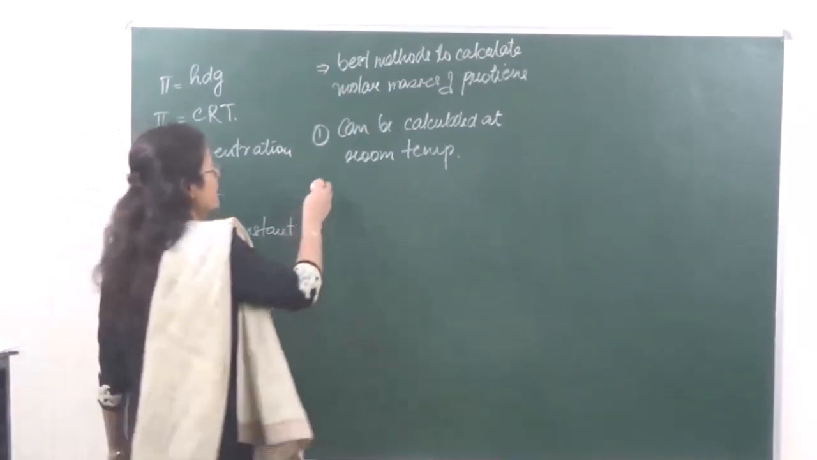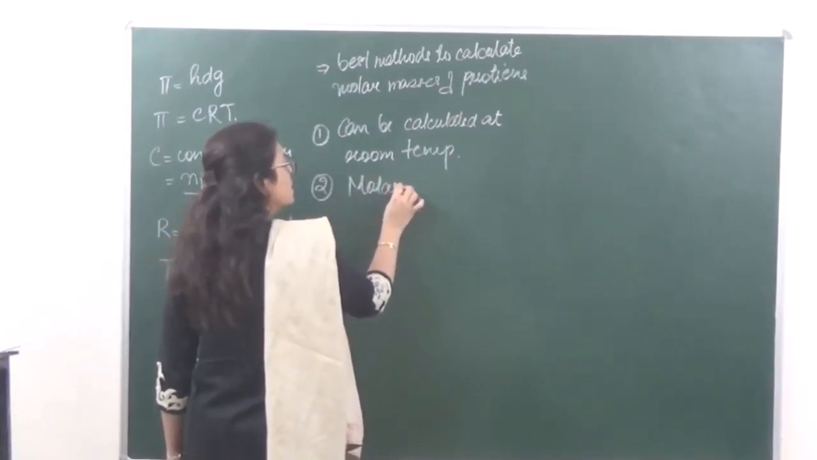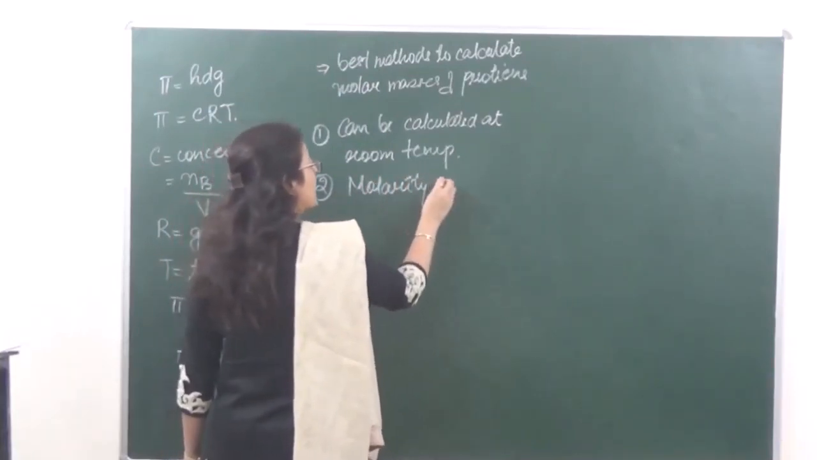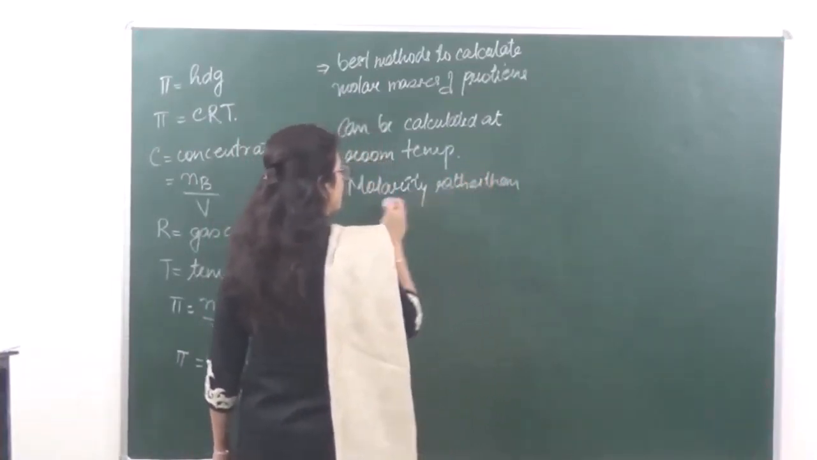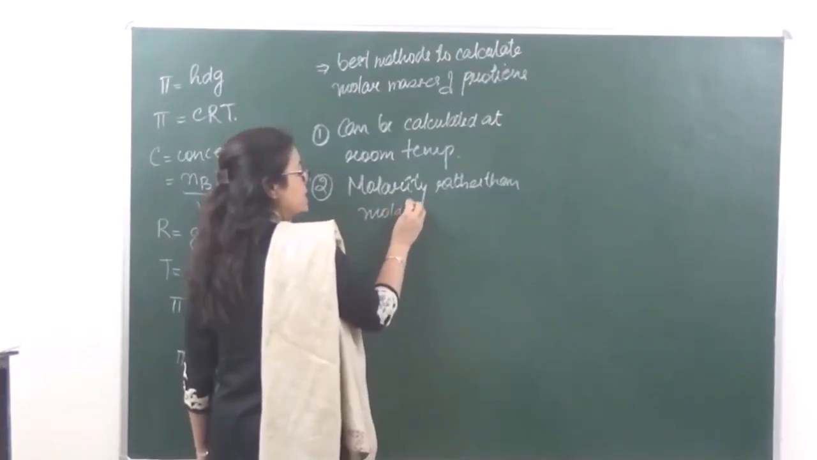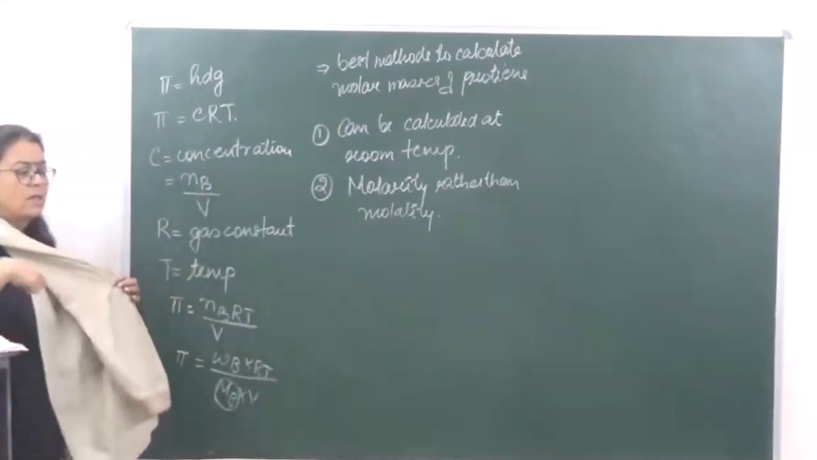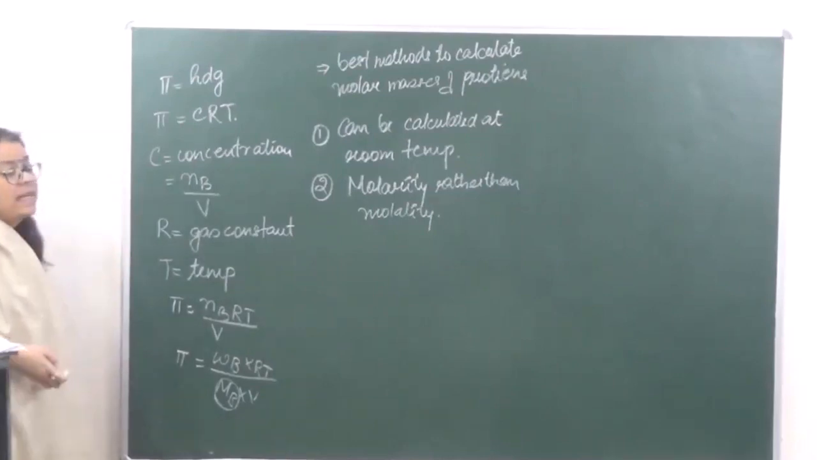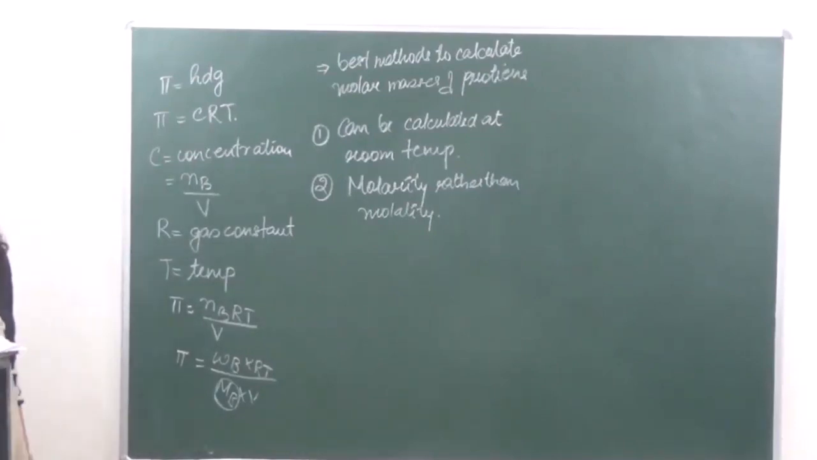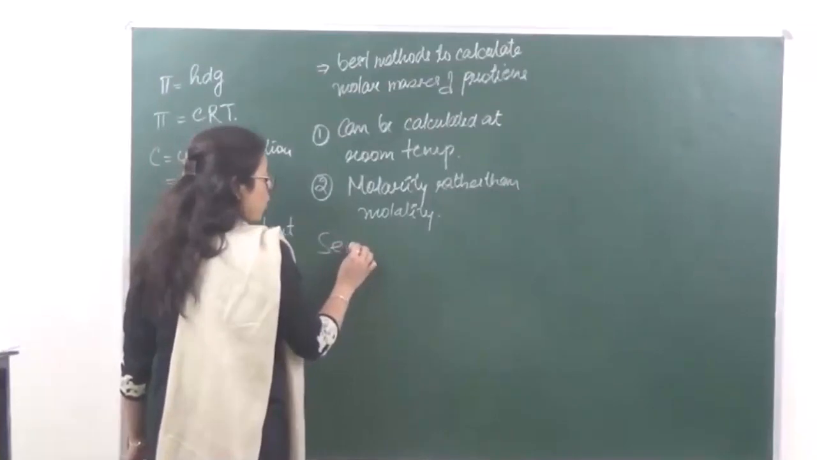Okay, and secondly, in this case, we are taking molarity rather than molality. So it is easier because we are taking the volume of the entire solution. So the calculations become much easier in this case than in the other cases. Clear?